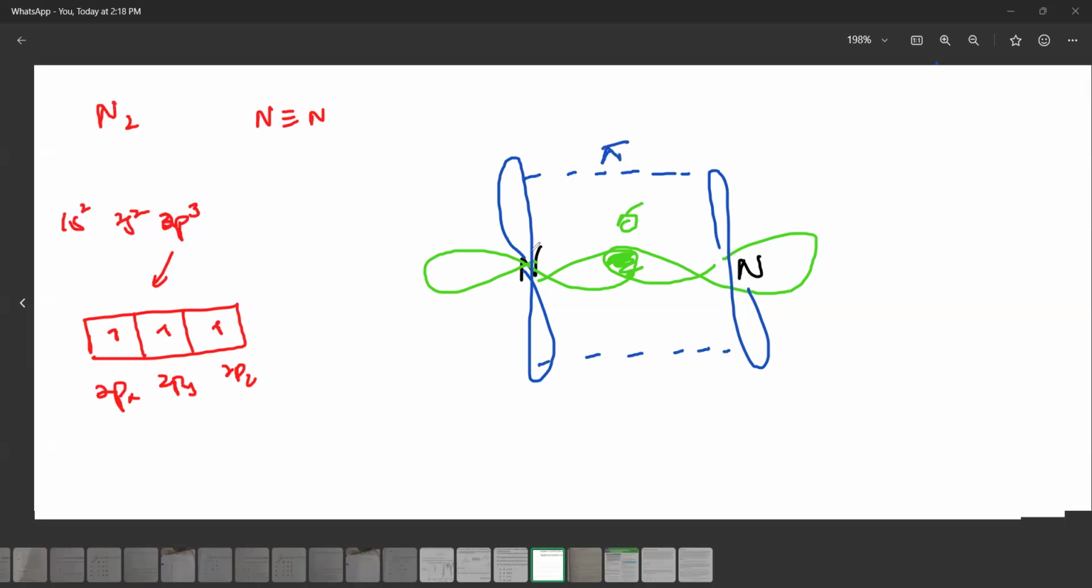And then we have 2pz and 2pz. So there will also be partial overlapping, so there will be a pi bond again. So it will be pi, sigma, and pi. So whenever triple bonds are there, one is sigma, two of them are pi. When there's a double bond, one is pi, one is sigma, and when there's a single bond, it's always sigma.